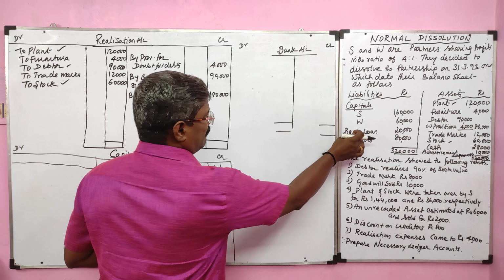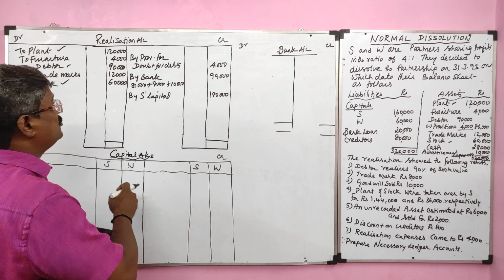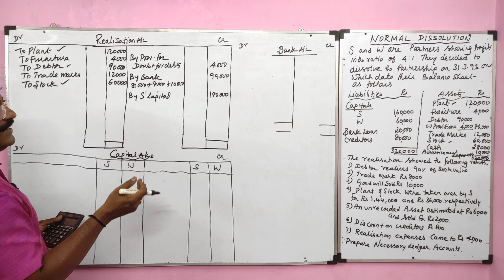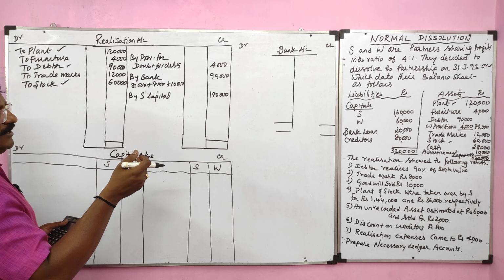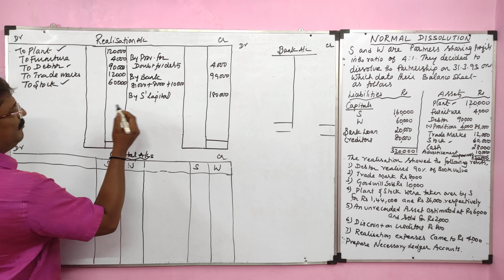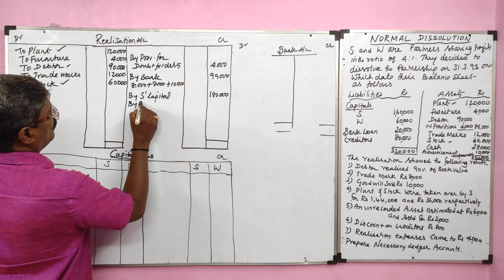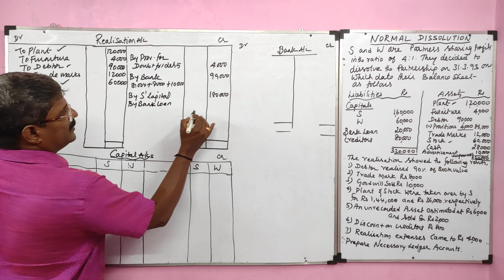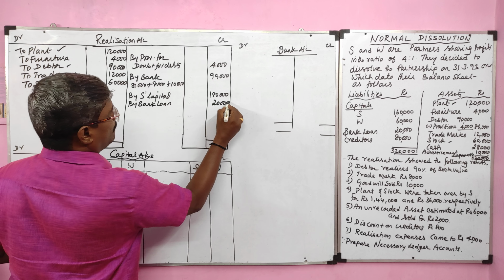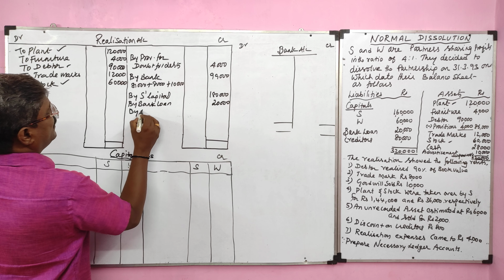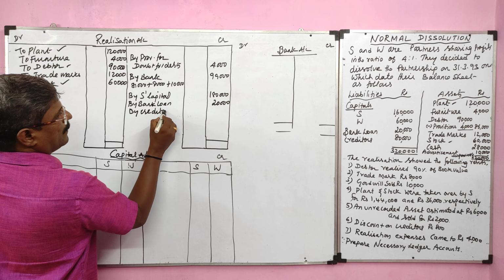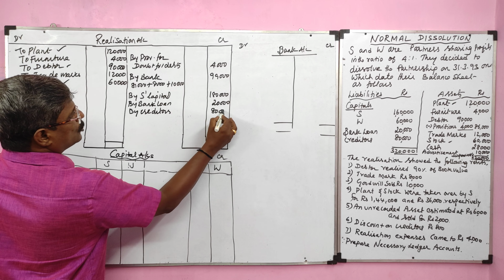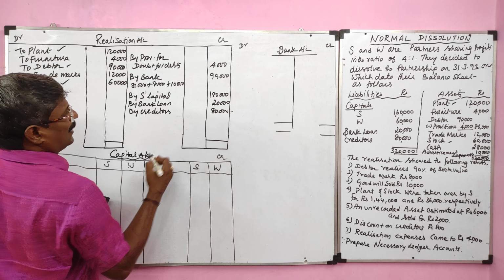at realized value. Then we'll take the external liability. External liabilities are bank loan and creditor, which should be transferred to the realization account. The entry is bank loan, creditor account debit to realization. So it will be recorded in the credit side by bank loan, its value 20,000, by creditor, its value 80,000. So the total external liability is 1 lakh.